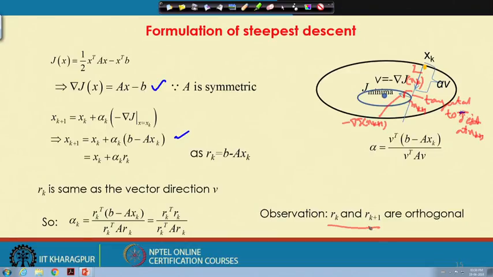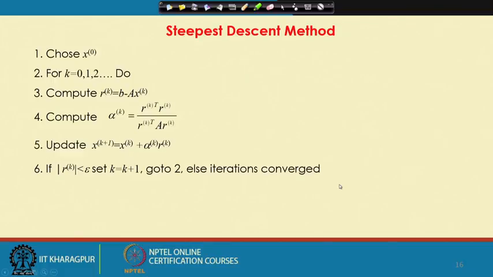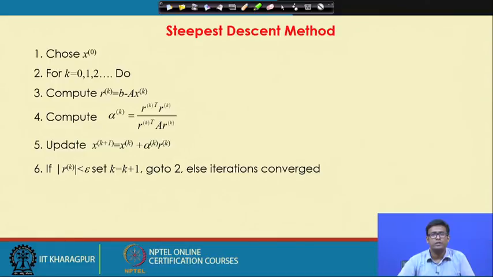So, nevertheless, we have found out how to find alpha k for one particular iteration. The steepest descent method will start with one guess value x 0 and then iterate for k equal to 0, 1, 2 until it converges. Compute r k equal to b minus A x k, compute alpha k, which is r k transpose r k by r k transpose A r k, update x k plus 1 equal to x k plus alpha k r k, and check if the norm of r k is less than epsilon, a small value.